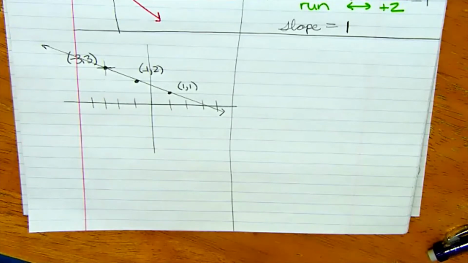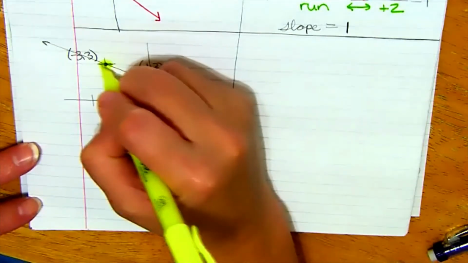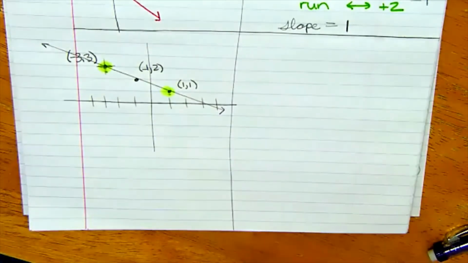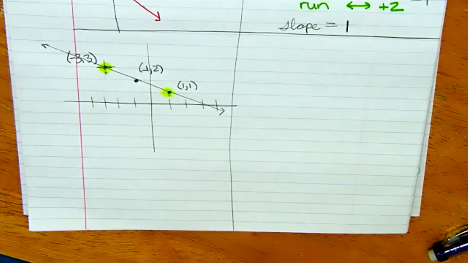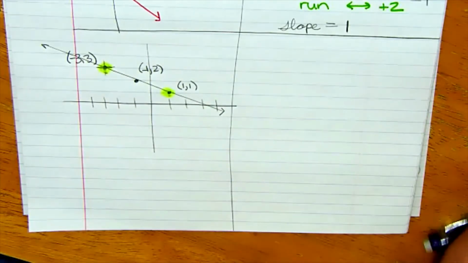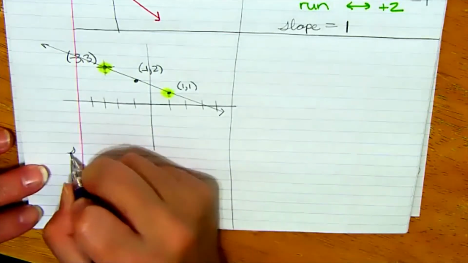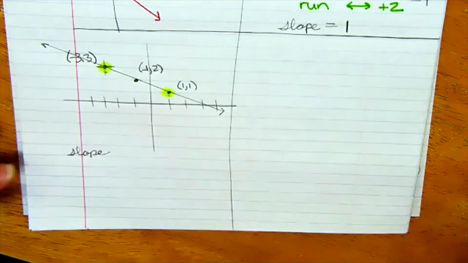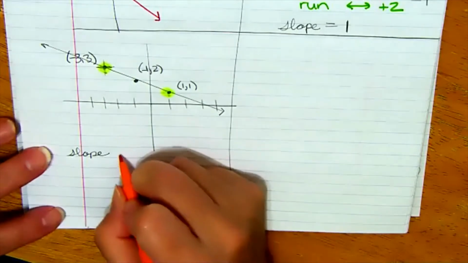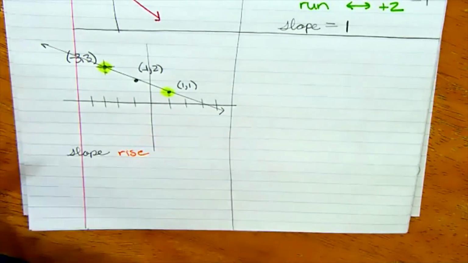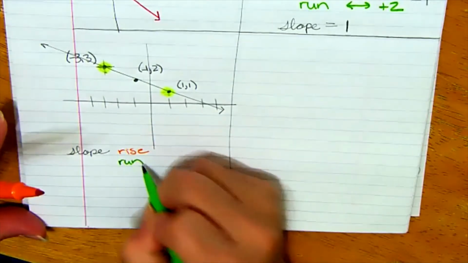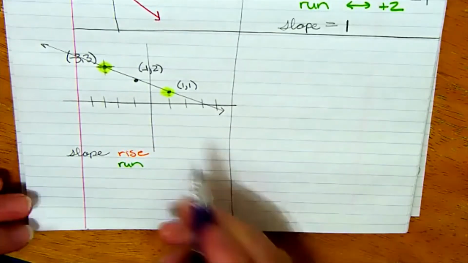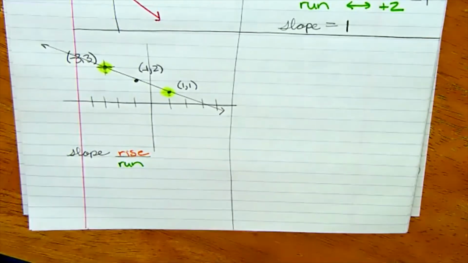So I'm going to pick 2 clean points. And it doesn't matter which 2 points I pick. They don't necessarily have to be next to each other. So here's my 2 clean points. And I know that slope is equal to rise over run. And yes, that is a fraction.